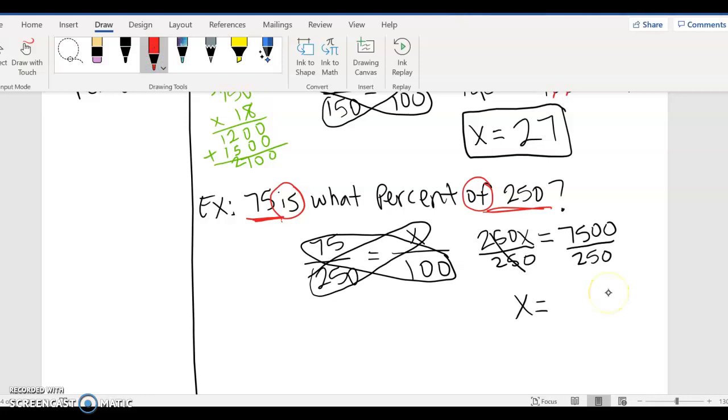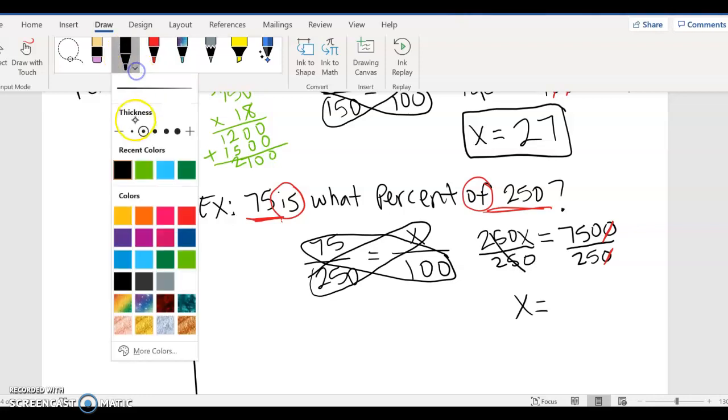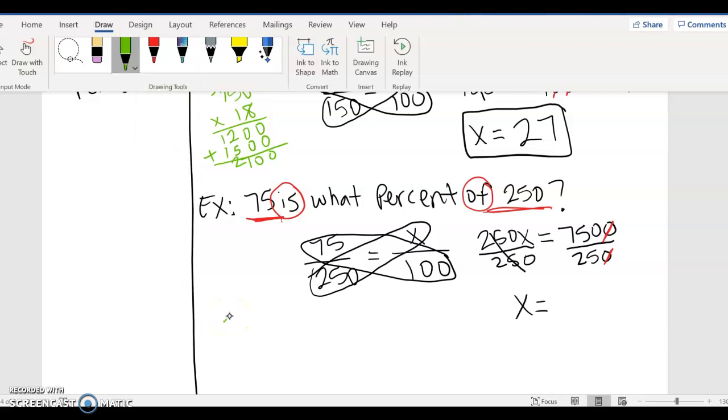Over here on the right side, I have 7,500 divided by 250. We can make that a little nicer, and I can lose a 0 from the top and the bottom. And that's as far as I can go. So from there, we're going to actually have to divide. Top in, bottom out. 750 divided by 25.